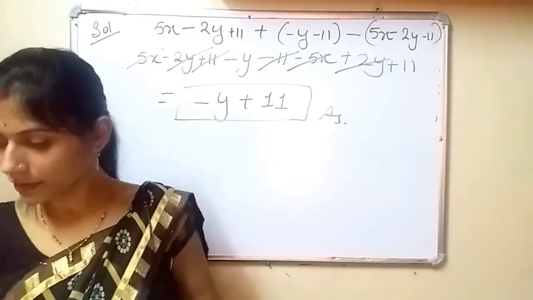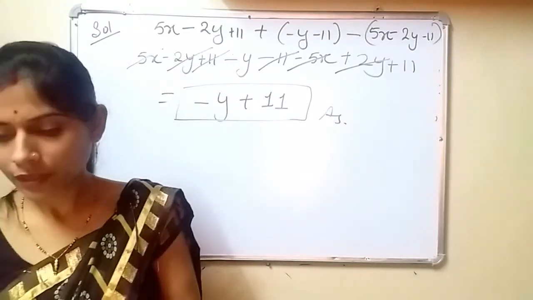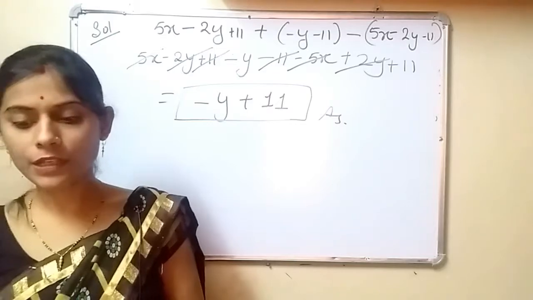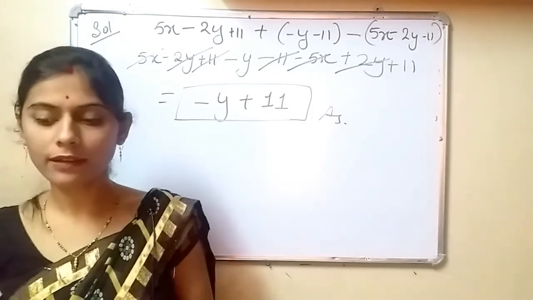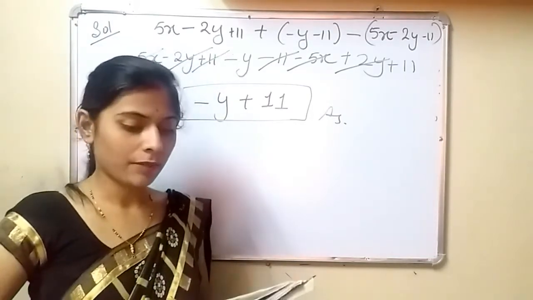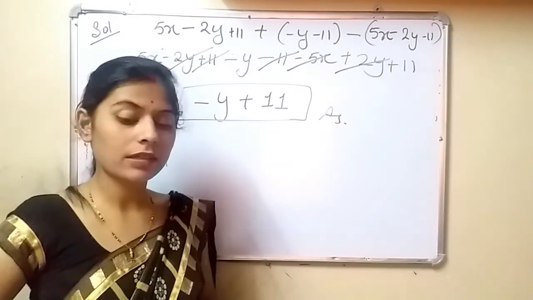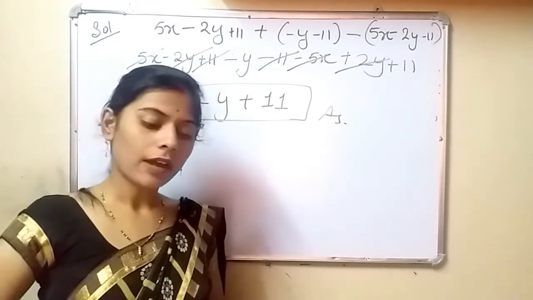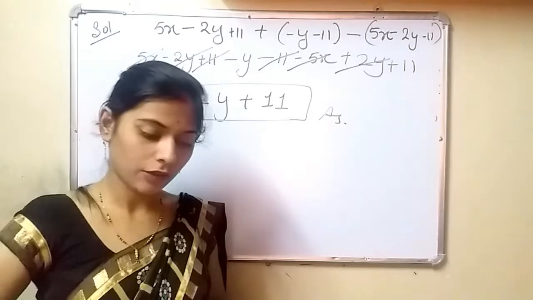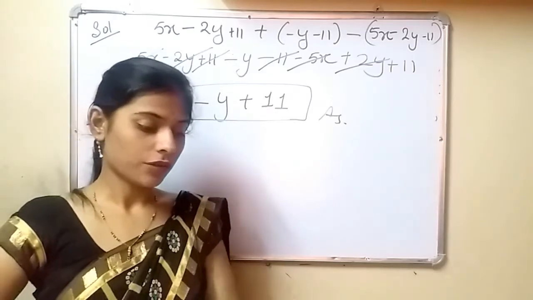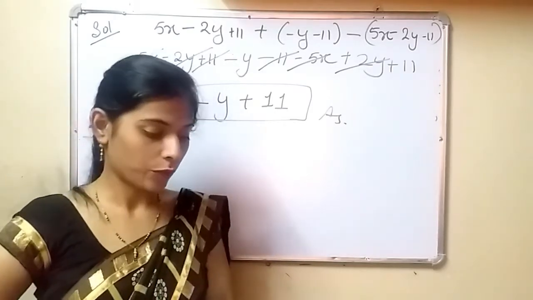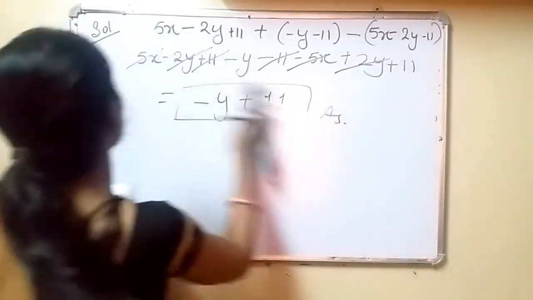Now see question number 8. Raju spends rupees 3x plus 4y on a book and rupees 7x minus 8y on a shirt. How much does he spend in all? Here you have to add both these expressions, then you will get the sum. This question is your homework. Question number 8 you have to solve. Now we will solve question number 9.